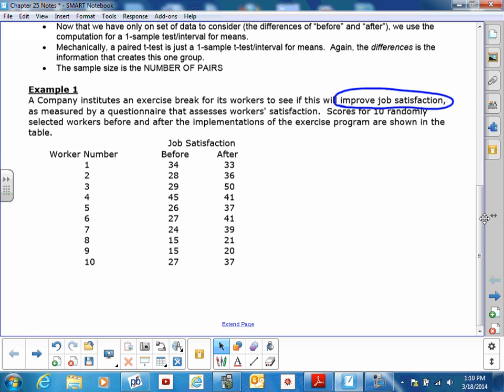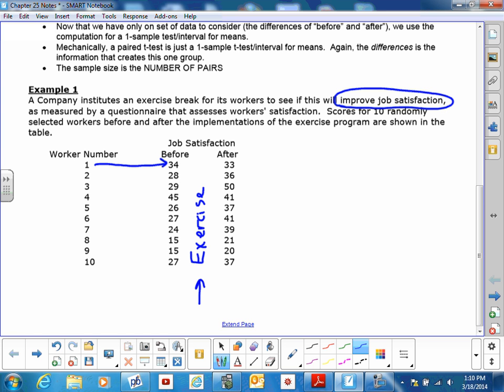Scores for 10 randomly selected workers before and after the implementation of this exercise program are shown in this table. All right, so what you see is we have a worker number 1 who decided that the satisfaction that person had was 34. And then here comes the treatment. Then the treatment happens, what's the treatment? The exercise program is the treatment. And so then that same person makes another decision about what their job satisfaction is now.